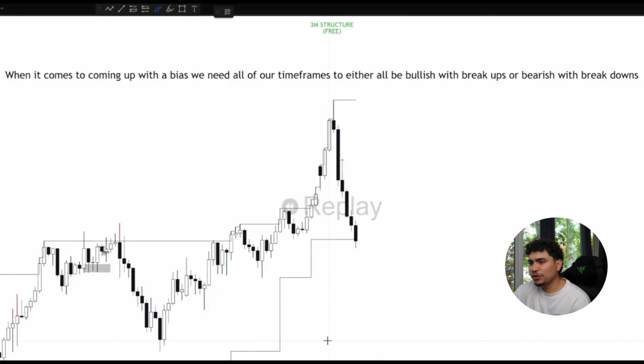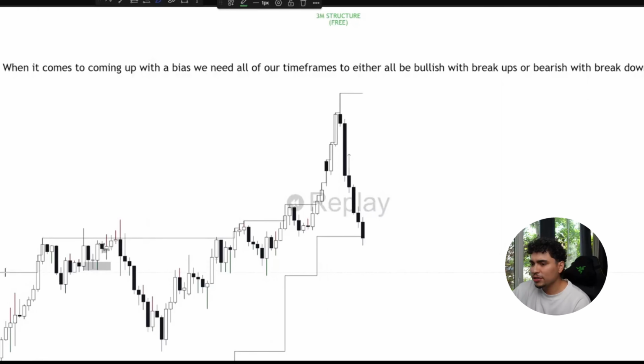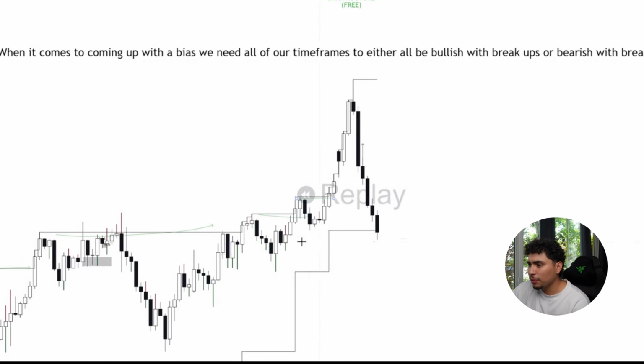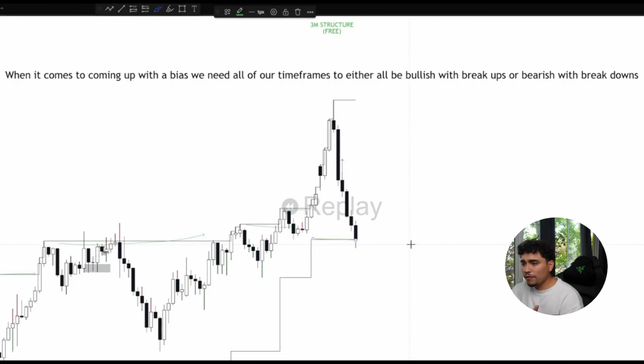Now the next step is going to be looking for your bias, or coming up with our bias. And when it comes to coming up with a bias, we need all of our time frames to either all be bullish with breaks to the upside. In this case here it is breaking up, but our last break is a breakdown. So the 4-hour would be bearish, or we would need all of our time frames to be bearish, breaking down.